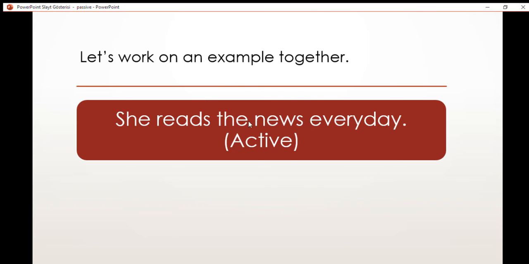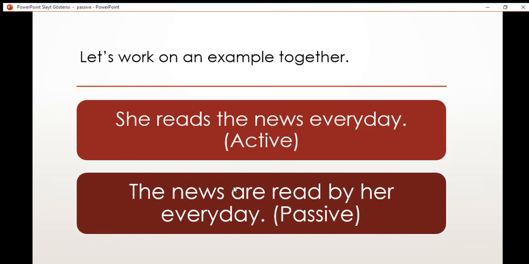So, step 1, find the object. We found it. Step 2, we put the object in the beginning of our passive sentence, our new sentence. Step 3, we use be in the correct form. This is present simple, so we need to use am, is, are, and for the news we use are. And the third form of this verb, read, read, read. So, "the news are read by her every day." Now this sentence is passive.